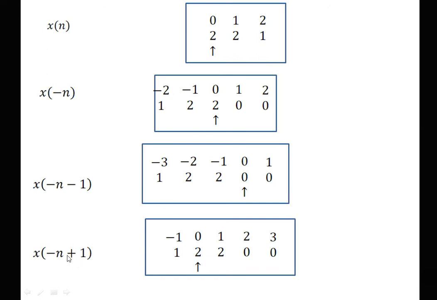X of minus n plus 1 is nothing but the folded plus delay. And in delay we always shift the signal to the left by that particular unit. So this is x of minus n. We shift this arrow to here and we are getting 0th here, and after that we adjust the location.